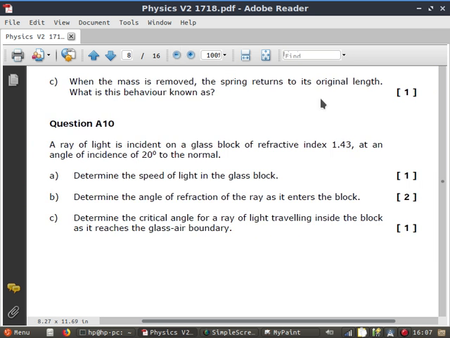So this question here is 4 marks. My idea is I'll give you 4 minutes, then I'll give you the answer. Ready? Okay. 4 minutes begin now. You can use your notes if you need to.